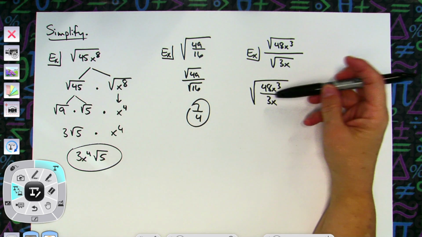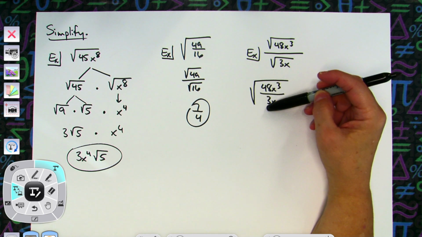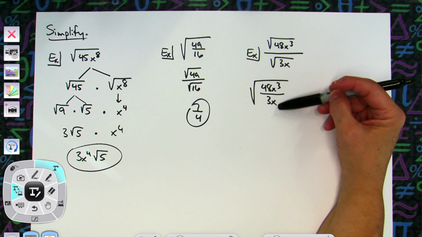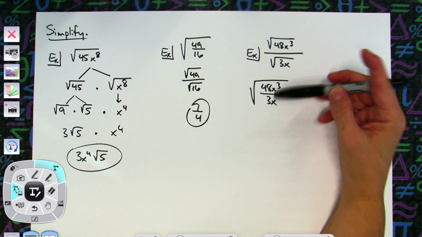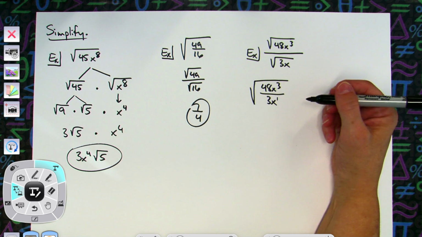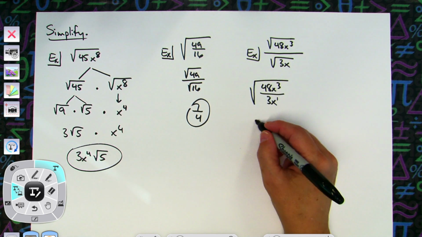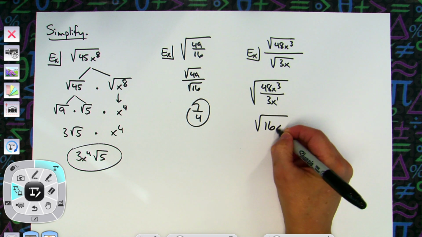Can I take 48 divided by 3? I can, right? 48 divided by 3 is 16. Now, laws of exponents that we reviewed last week: x to the third over x, there's that little imaginary 1, is x to the second. So if I simplify this, I get a 16x squared.